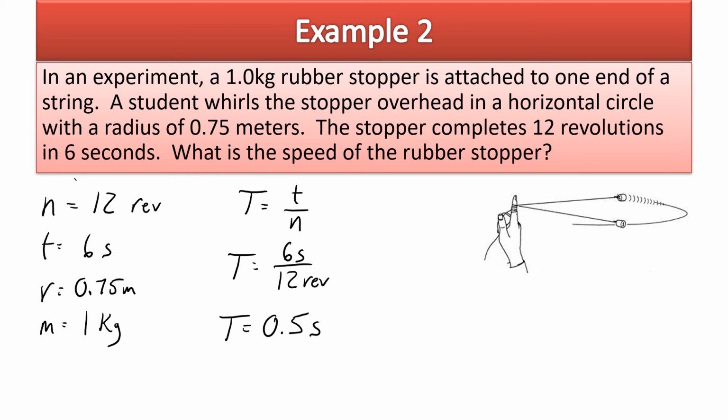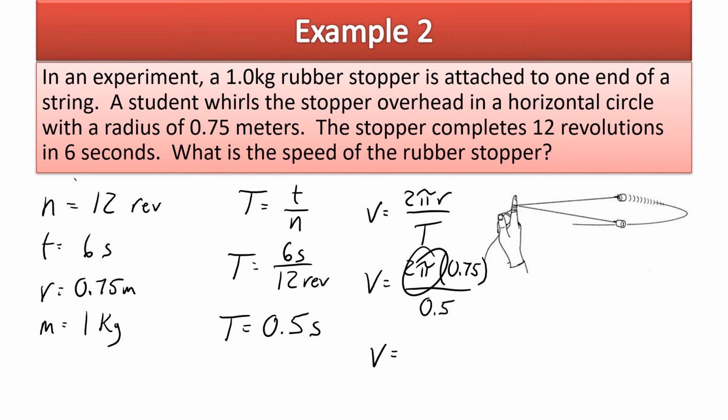All right, and now we're ready to do v is equal to 2 pi r over the period. The 2 pi times the radius, 0.75, over the period, 0.5 seconds. Pi is 3.14, or you could just use the pi button in your calculator. And you get 9.4 meters per second. Okay, that is the speed.